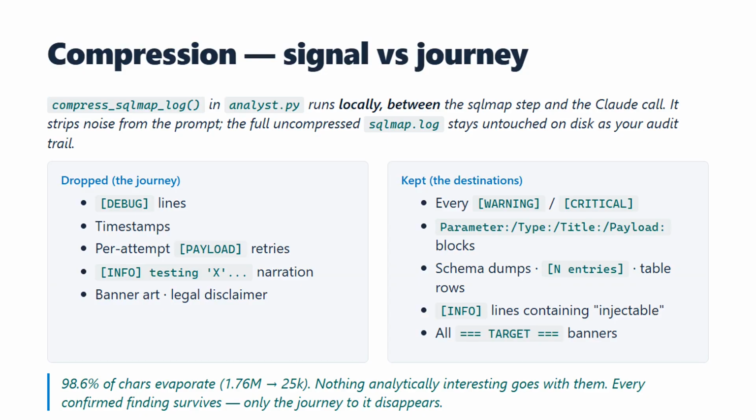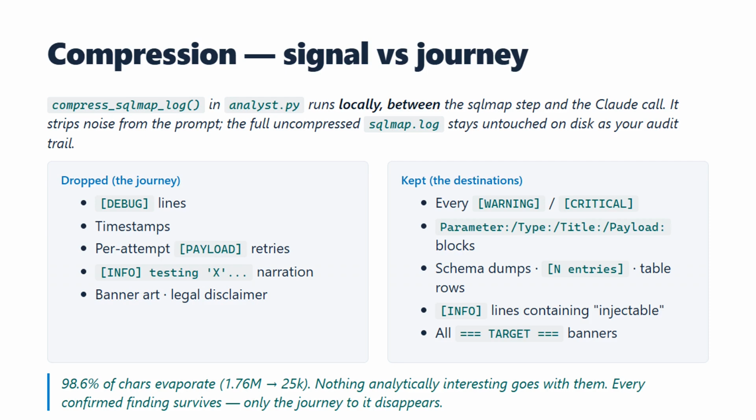Stage 1 of the pipeline does the first cut. The compression function in analyst.py runs locally between the sqlmap step and the Claude call. It has one discipline: keep the destinations, drop the journey. It drops internal sqlmap state, timestamps, the per attempt payload lines, hundreds per target, most for techniques that didn't land. The info testing X lines narrating which techniques sqlmap's currently trying. Banner art, legal disclaimer.